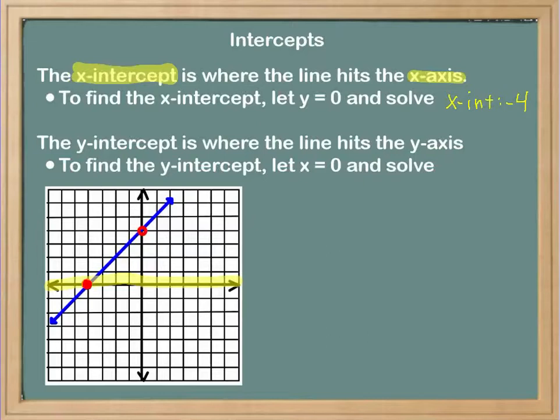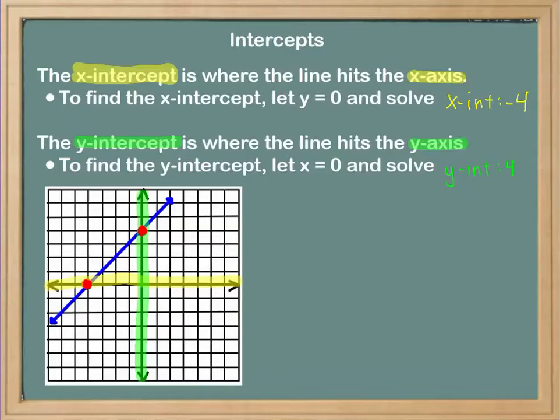Similarly, I can find my y-intercept. The y-intercept is where the line hits the y-axis, the y-axis being this vertical axis that runs through the origin. So similarly, to find my y-intercept, I see where my line touches, which I'm darkening in red once again. And in this case, it occurs at a y value of 4. So my y-intercept is when y is equal to +4.